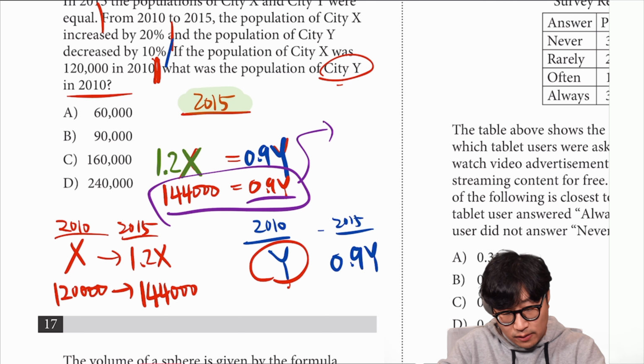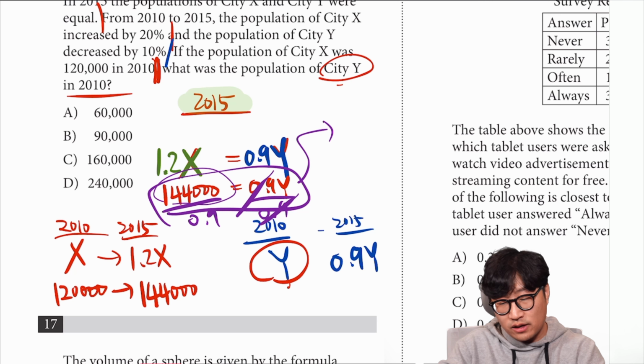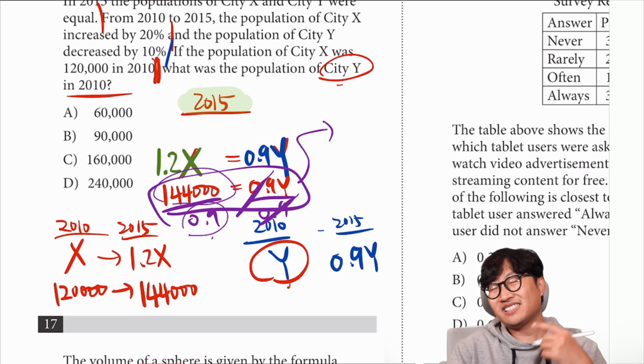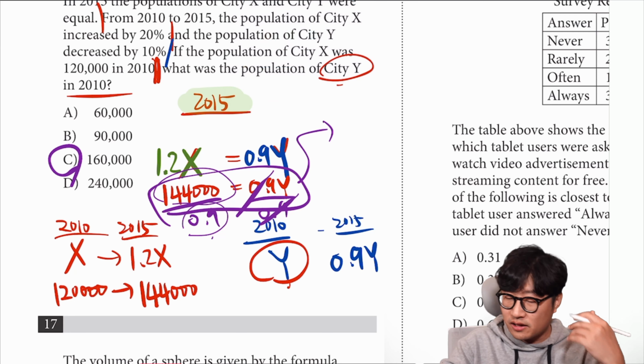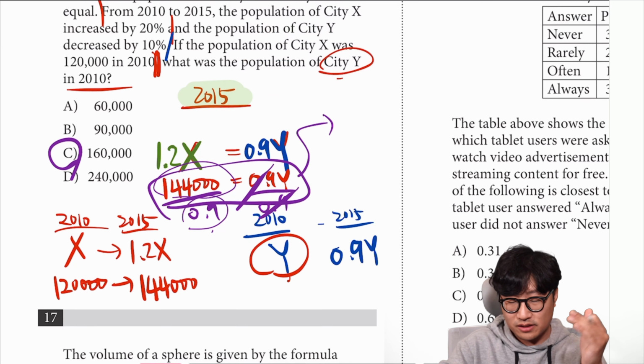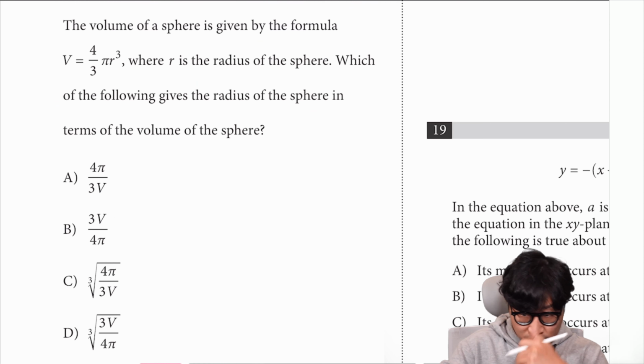If you just divide by 0.9 on both sides, you really don't need a calculator, because 144,000 divided by 0.9 should be slightly more than 144,000, which is answer choice C. You can punch it into your calculator if you want to double check, but I mean, close enough.